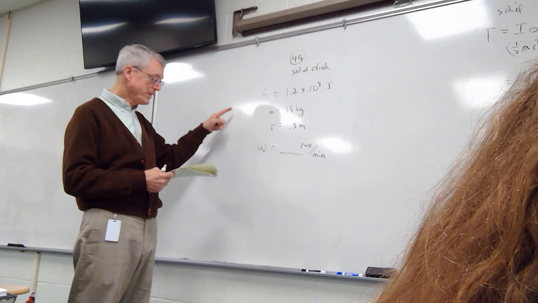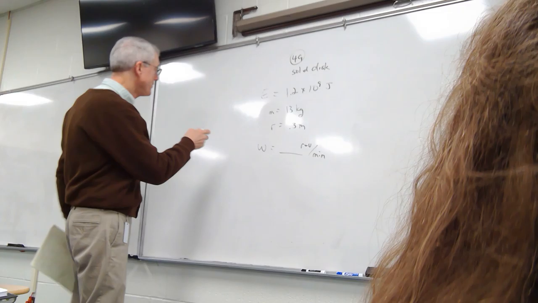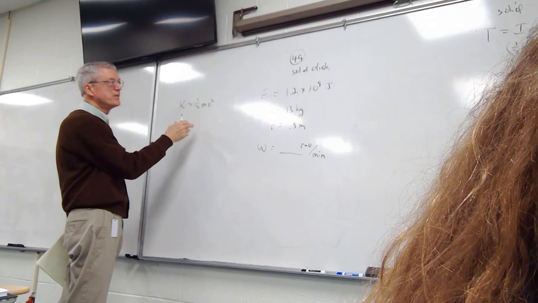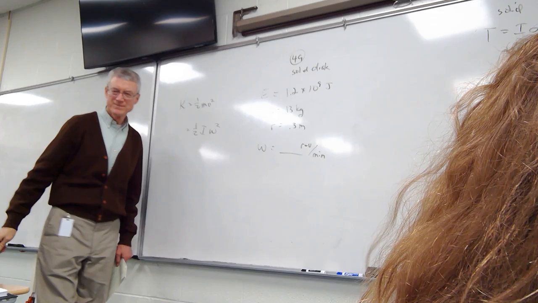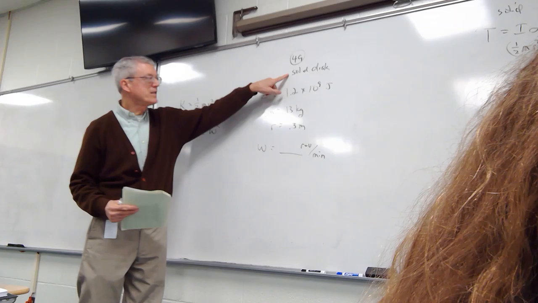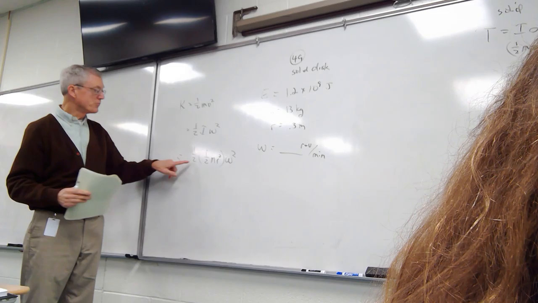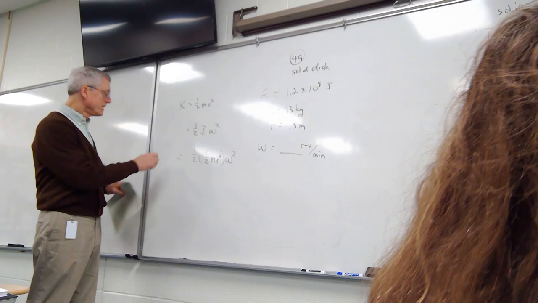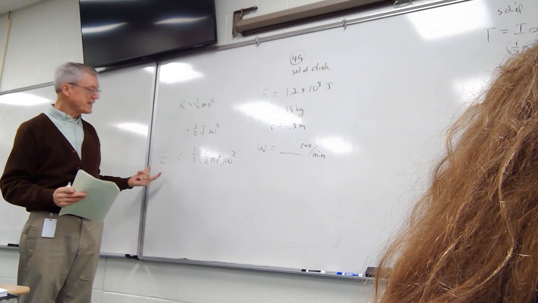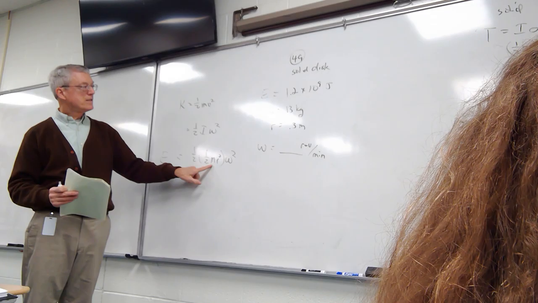And what you now know is that because energy is 1/2 mv squared for linear things, the angular version of that is 1/2 I omega squared. Because it's a solid disk, I is 1/2 mR squared. That's I. So this is kind of what we're dealing with. 1/2 I omega squared is the kinetic energy, and that's going to be equal to the energy they gave you. So you have a number for E, you have a number for M and for R, and you solve it for omega.